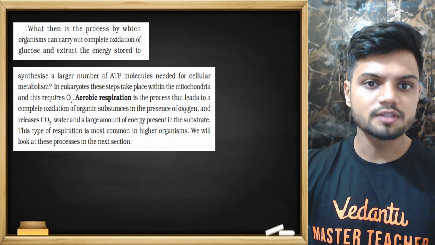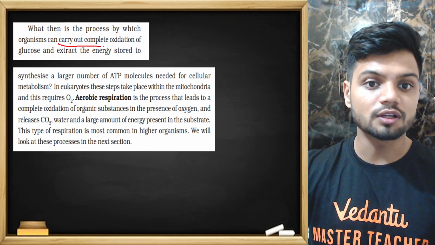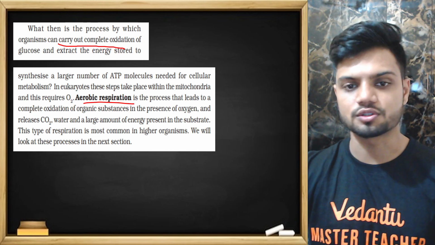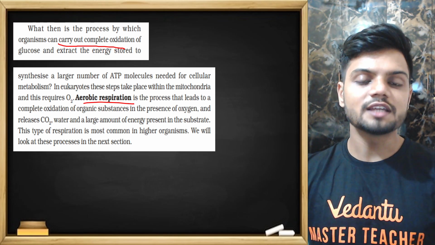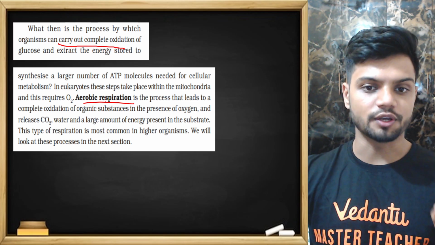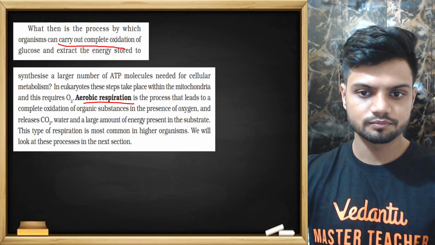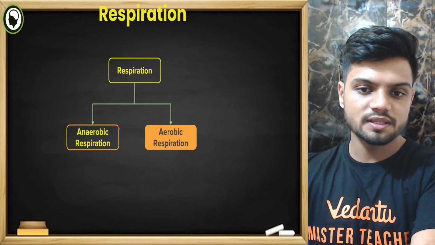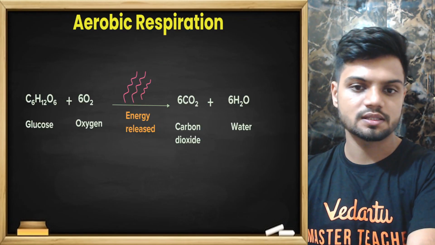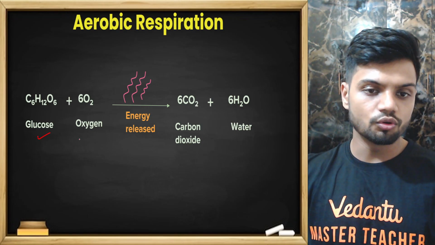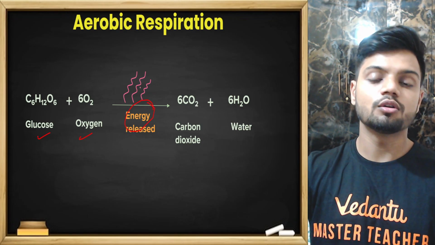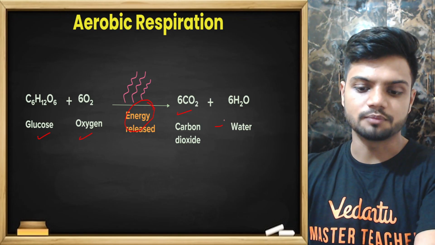Then what is the process by which organisms can carry out complete oxidation? That is aerobic respiration, complete oxidation. And where does it take place? Aerobic respiration takes place in the mitochondria. So anaerobic is done. Aerobic we will do in the next class. What is happening in aerobic respiration? Glucose plus oxygen, a lot of energy is released, carbon dioxide plus water.